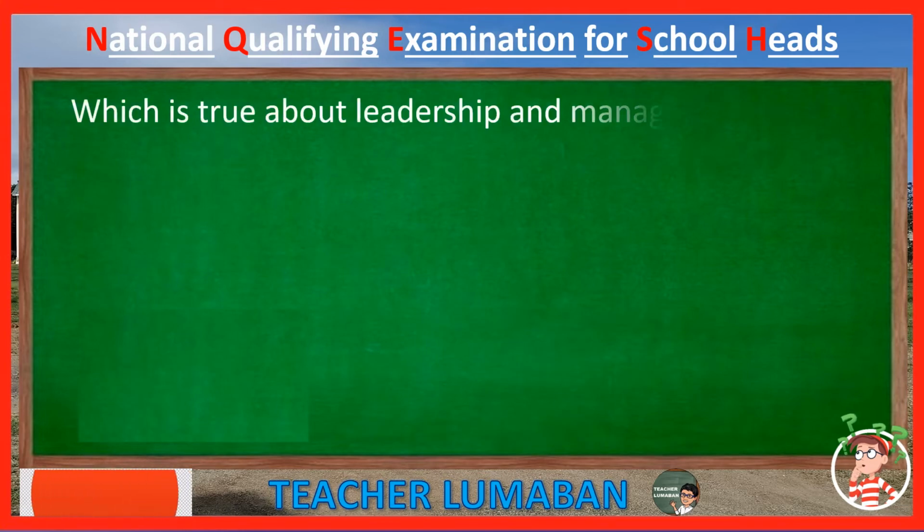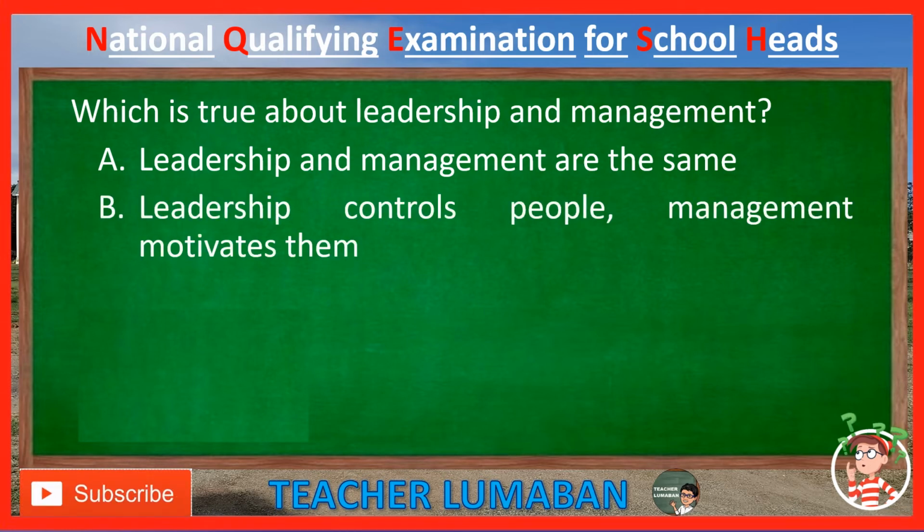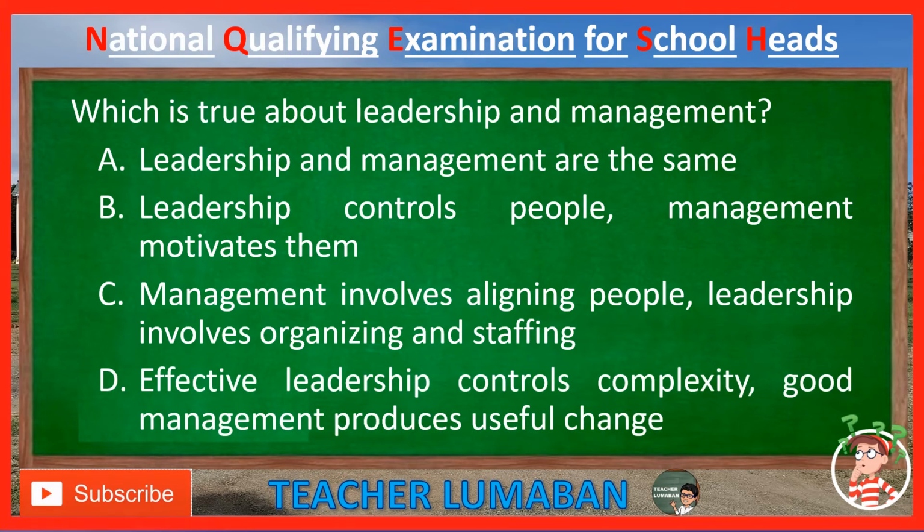Which is true about leadership and management? Letter A, leadership and management are the same. Letter B, leadership controls people, management motivates them. Letter C, management involves aligning people, leadership involves organizing and staffing. Letter D, effective leadership controls complexity, good management produces useful change.